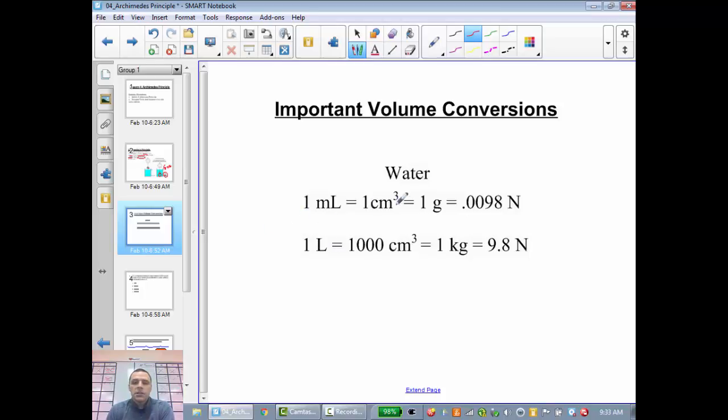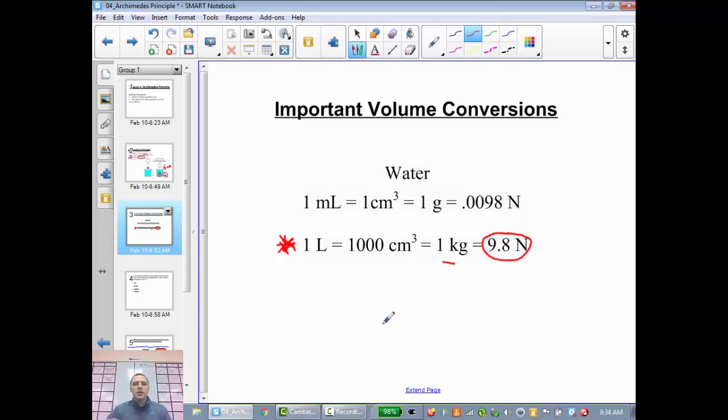But basically what the first one says is that 1 milliliter of water is equal to 1 gram, which is equivalent to 0.0098 newtons. But the second one is even more important. 1 liter of water is equivalent to 1 kilogram of water. If you had a liter of water in, let's say, a container that was 1 liter in volume, it would have a mass of 1 kilogram, but more importantly, it would have a weight of 9.8 newtons.